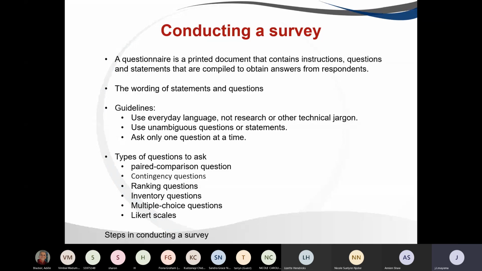And then we've got inventory questions. An inventory, again, is a type of closed question. So you'll find that with surveys, there's a lot of closed questions, right? Surveys use closed questions primarily because you don't have the opportunity for open-ended questions, because people are not going to want to write an essay in a survey.